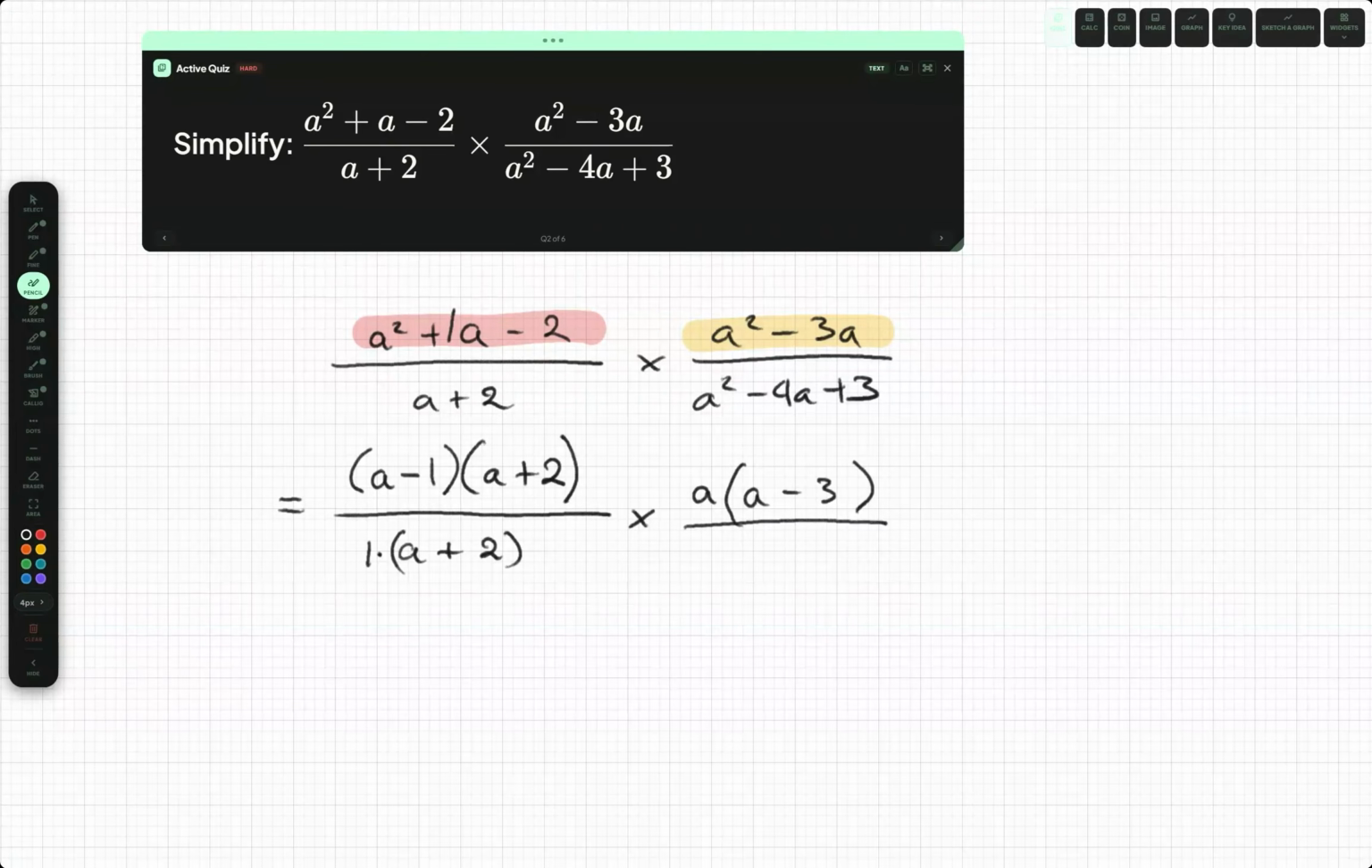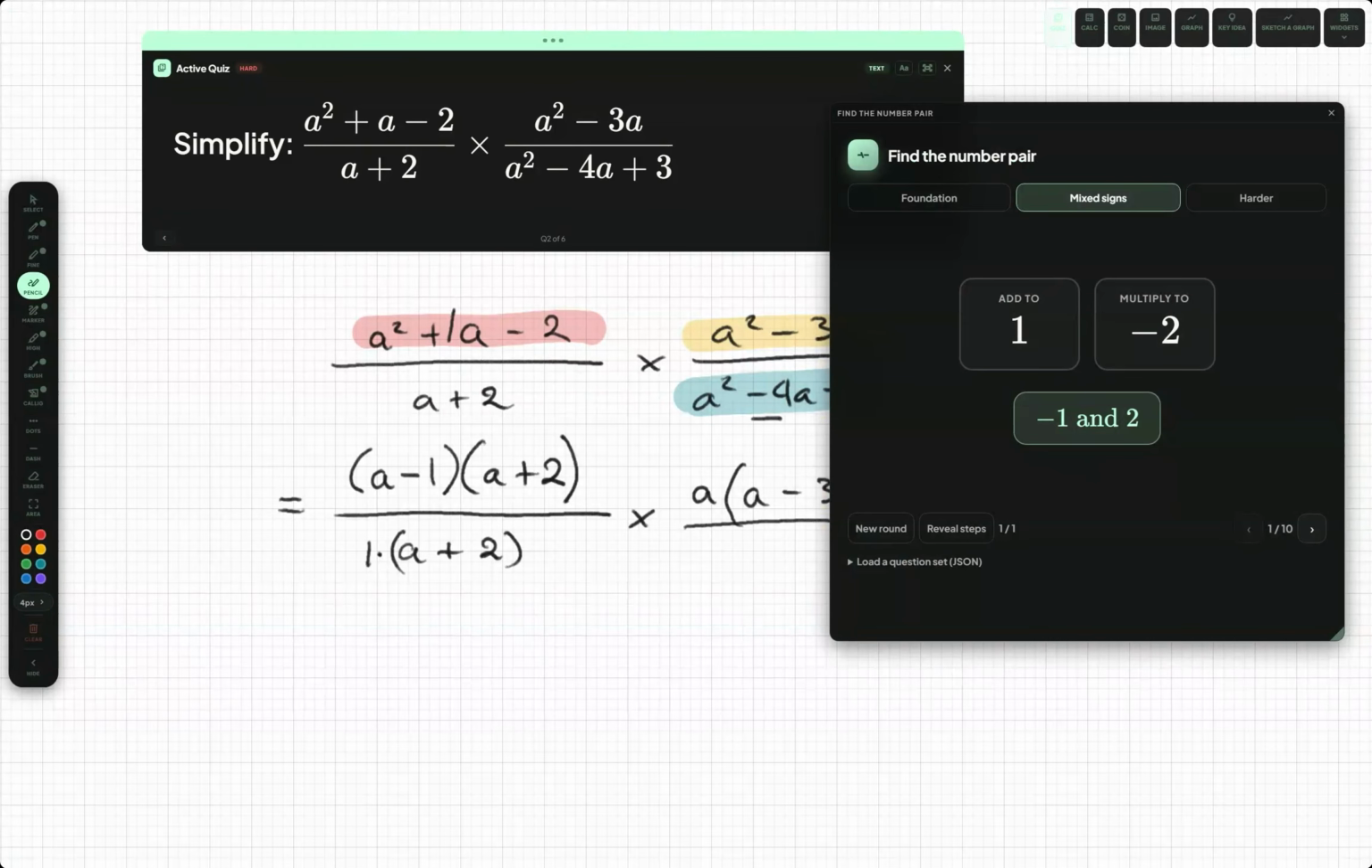And lastly, we have another quadratic down here. We really need to find values which are going to give us a sum of -4 and a product of +3. So let's bring up our widget again and have a look. We need values that we add together to give -4 and that multiply together to give a positive.